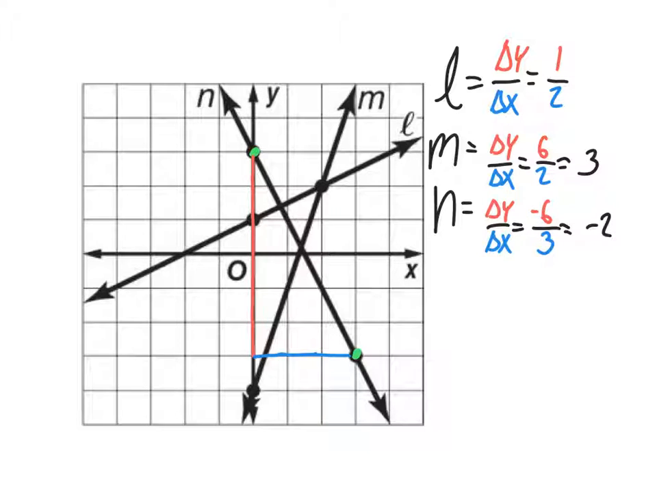So out of all these, the highest number, I know we've got a negative there, but I'm not really worried about the negative in this case. The highest number that we've got is M, meaning that M has the steepest slope out of all of those. You put a Hot Wheels car on it, it's going to go the fastest.